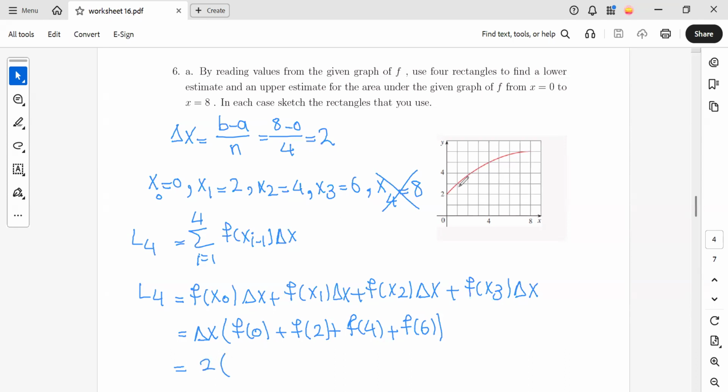f of 0 is this one. This is 0, and you connect it to the graph, you get 2 here. For 2, you connect it and it is somewhere close to 4. Let's say it is 3.75. For 4, this is exactly 5. And for 6, which is here, is close to 6. Let's say 5.75. And using calculator, you get 33 as the answer here.